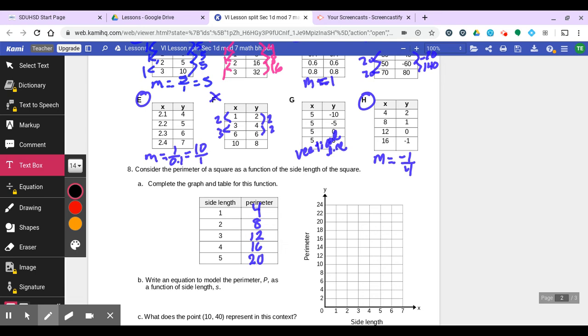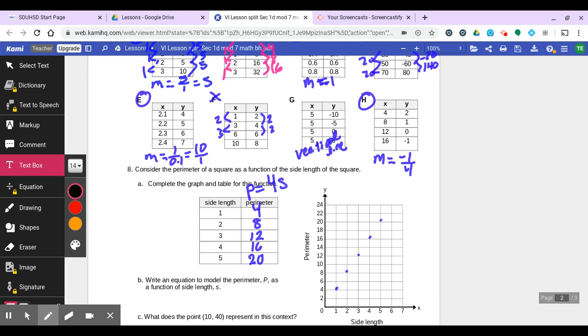We can do a formula. The perimeter is equal to 4 times the side length. So I see, hey, I can write a linear equation for this. So I know that this is going to be a linear function. So I'm plotting my points. At 1, I have 4. At 2, I have 8. At 3, I have 12. At 4, I have 16. At 5, I have 20.